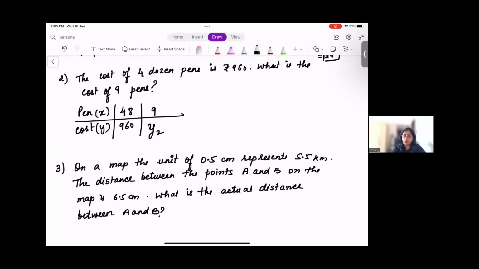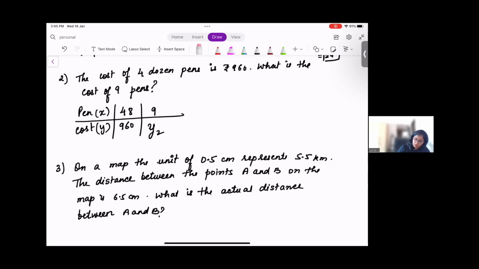See, these questions can be done with unitary method also. When the variation is direct, you can do with proportion method, you can do with ratio method, you can do with unitary method, or you do this method. All methods are okay. But the first thing you should identify is that it is direct variation. But when we come to indirect variation, the method will change.